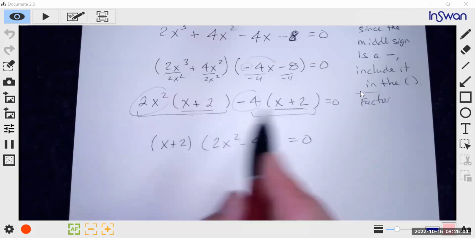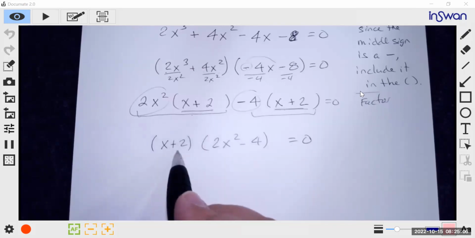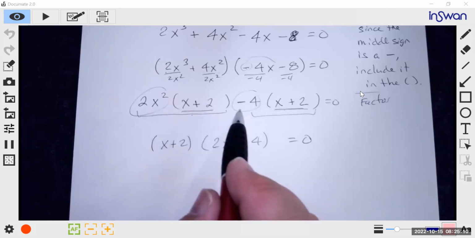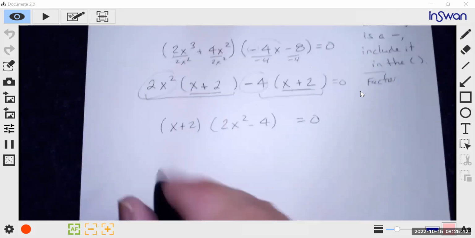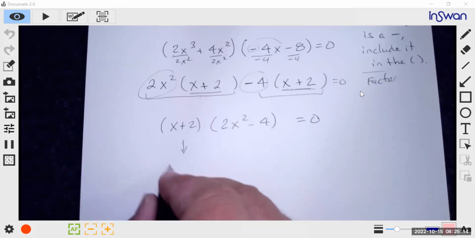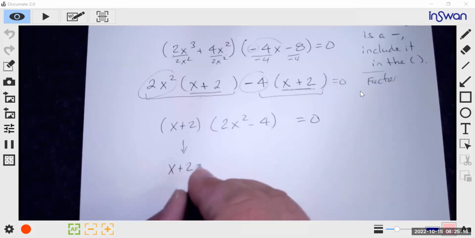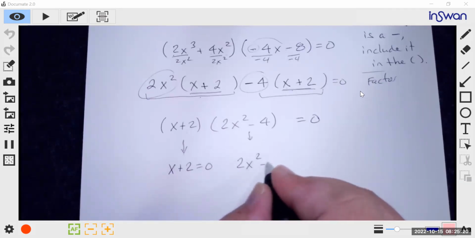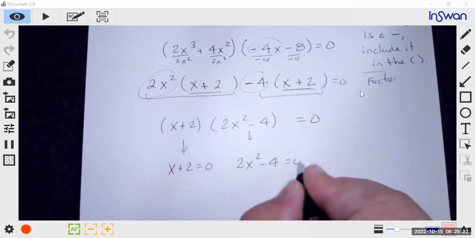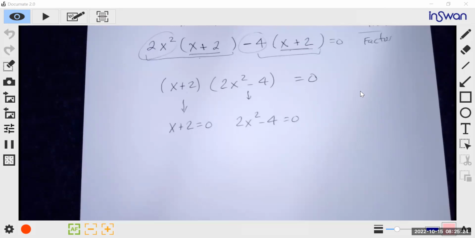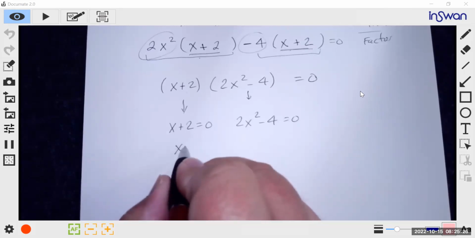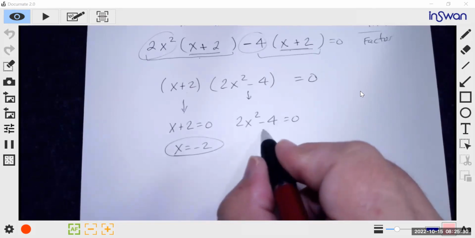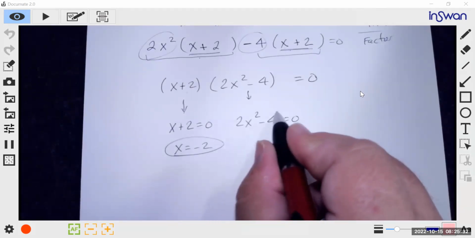Since these are the same in both of them, we factor it out. If we factor them out, what we're left with is x squared minus 4. Now we'll set these equal to 0 and solve. So x equals -2.